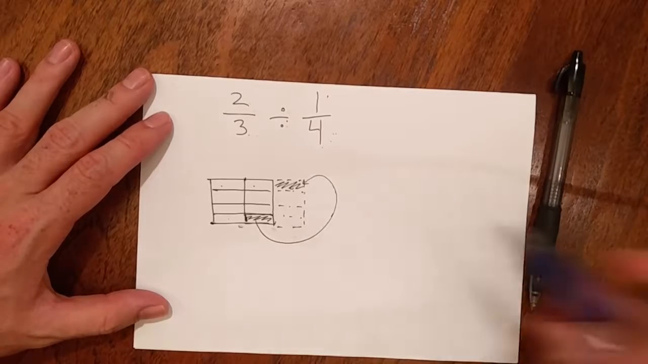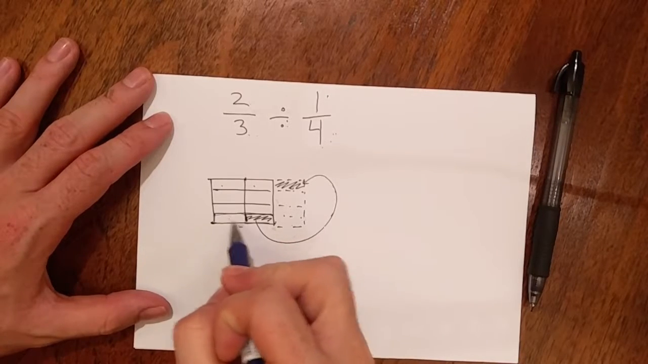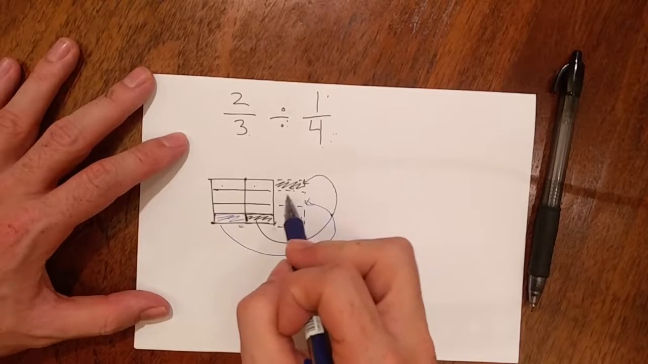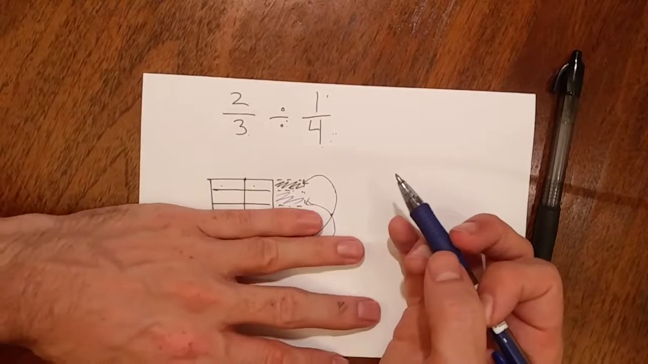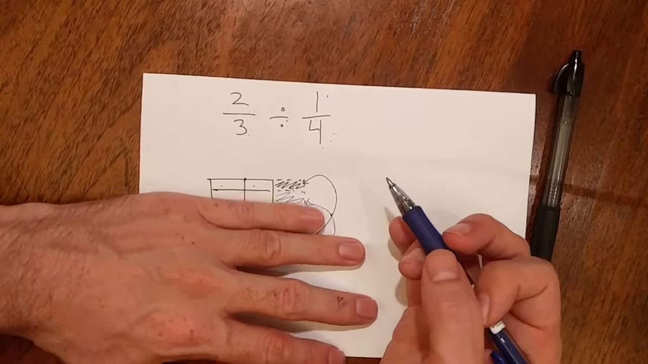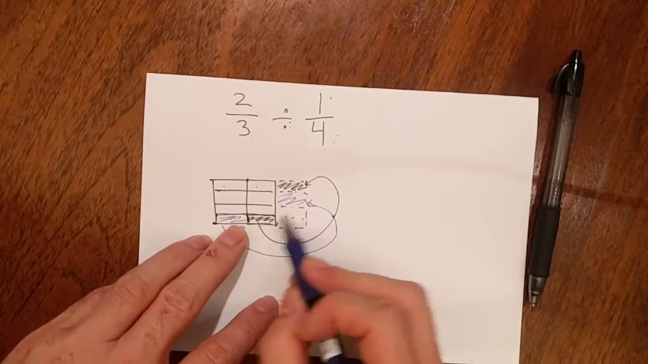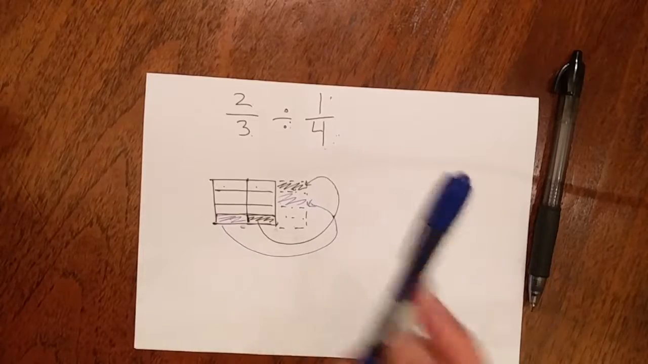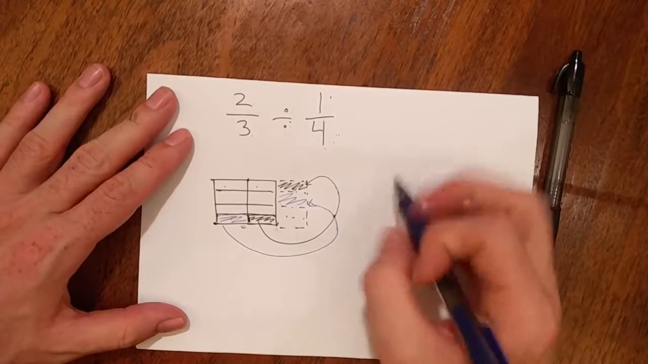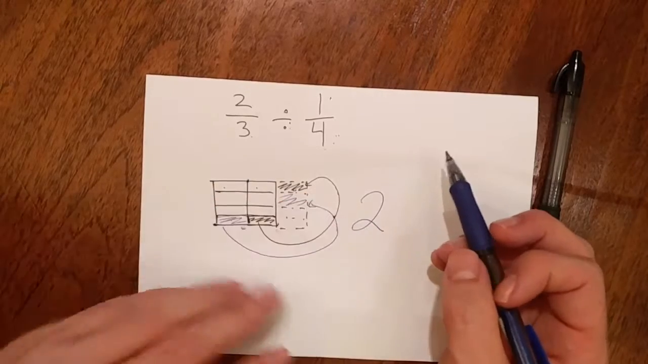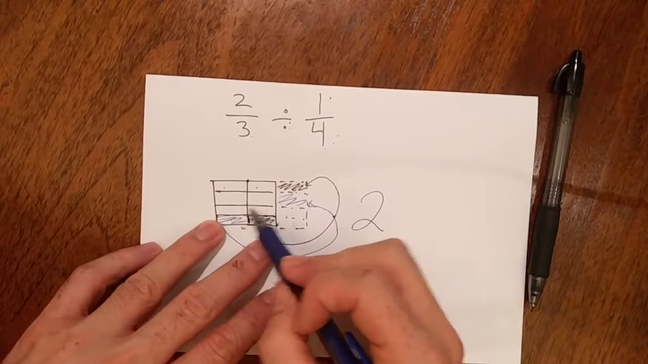I can do the same thing over here to this one. Can I move this one over here? What if I move this over here? I now have 2 groups of 1/4. Here's 1 group, here's 2 groups. Over here, do I have anything to move over? No, I don't. So I can confidently say that I have 2 quarters. Here's 1/4, 2/4, and I have 2 bits left over.